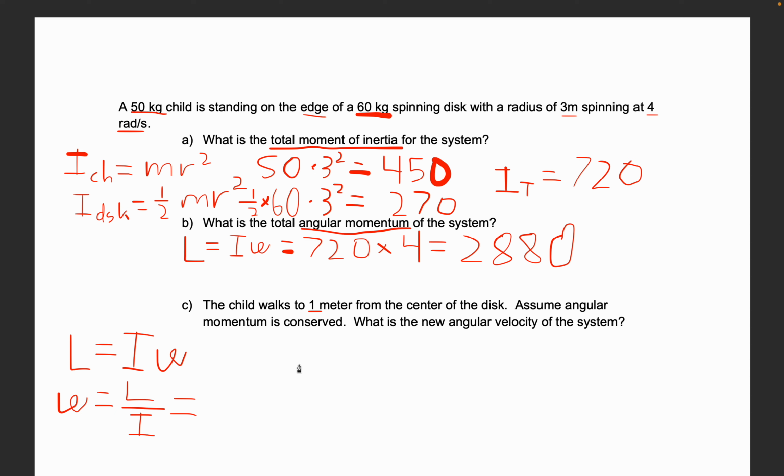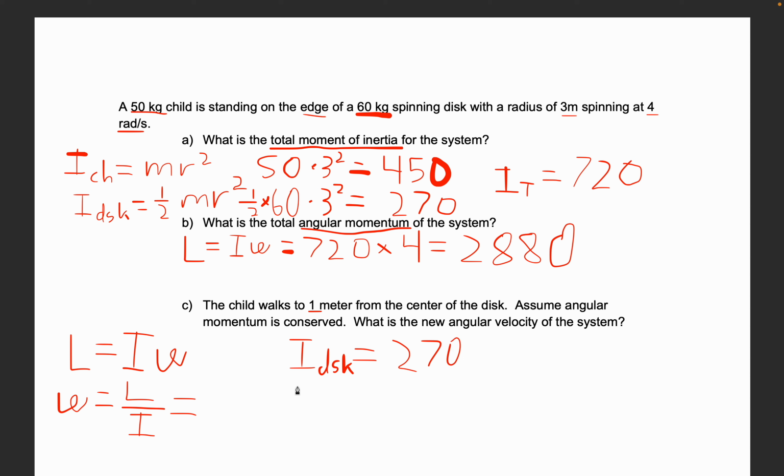Now we've got to find the new moment of inertia. So we've got to find the total moment of inertia with the child 1 meter from the center of the disk. The disk's moment of inertia is not going to change, because nothing about the disk changed in the problem. So that is still going to be 270.